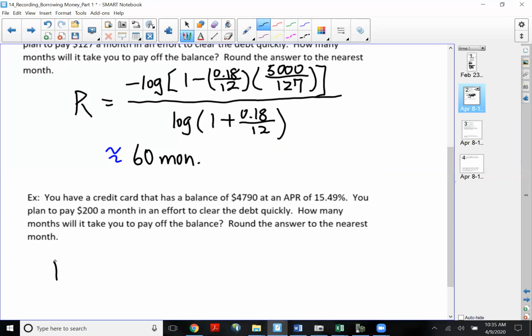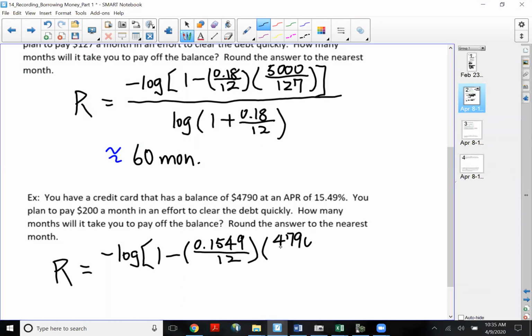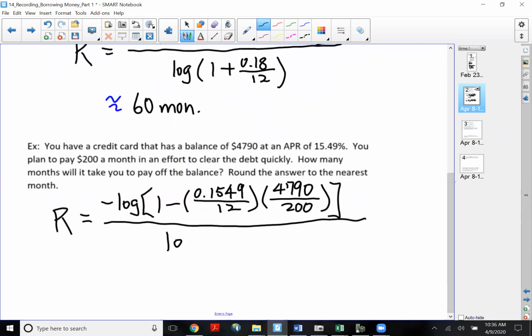So my number of fixed payments N is going to equal negative log of 1 minus, R is 0.1549 over n, where n is 12, times A, the total amount of my debt, 47.90, divided by the payment I'm planning on making, which is 20. The whole thing divided by log of 1 plus R over n, R being 0.1549 and n being 12.